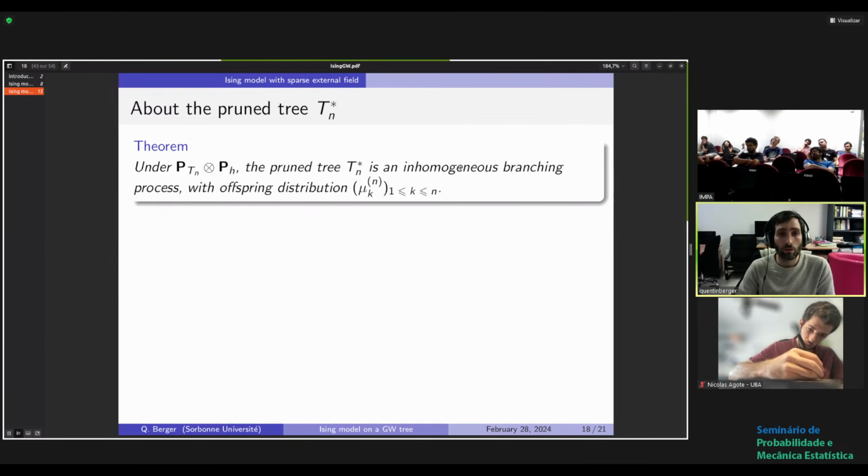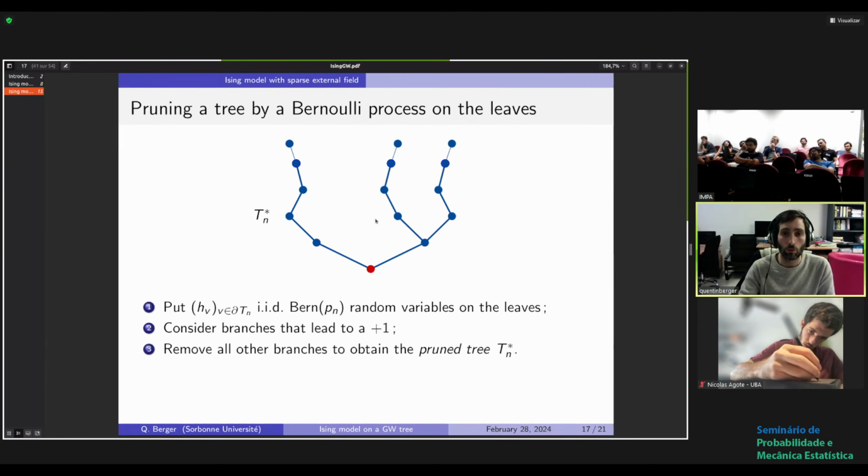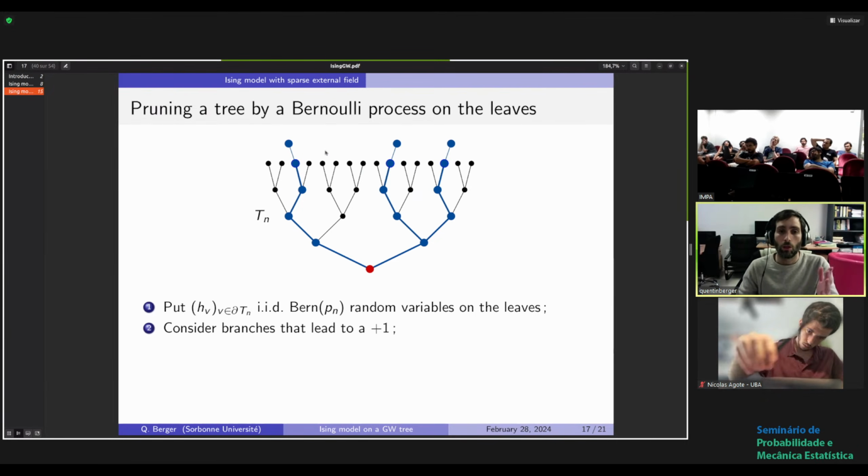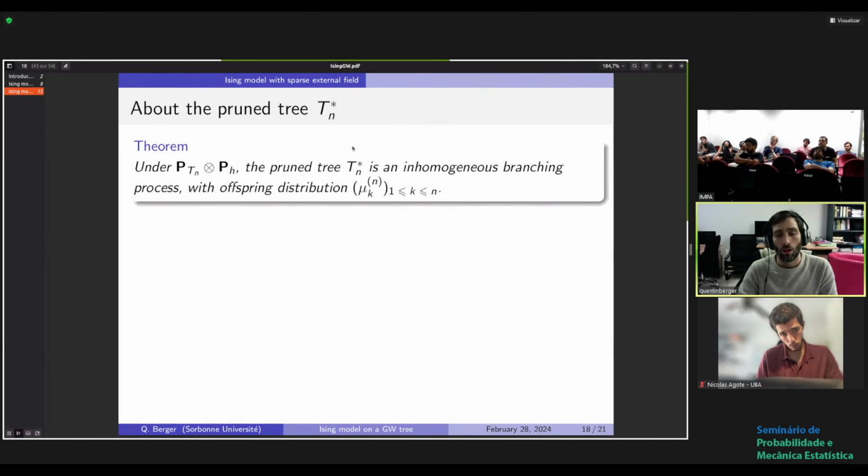It turns out that this pruned tree, this modified tree, is actually a branching process, but with an inhomogeneous offspring distribution. It's not obvious from the construction, because the way you construct it is you start from the leaves, construct a subtree from the leaves, and remove some branches. So it's some kind of top-down construction. But you can show it's an inhomogeneous branching process. Here the law that you take is the joint law of the tree and the Bernoulli process.